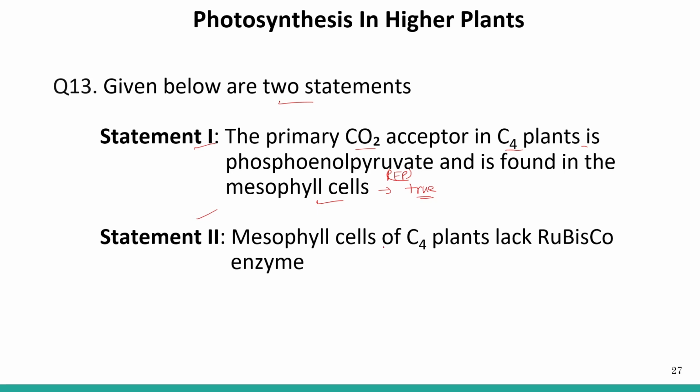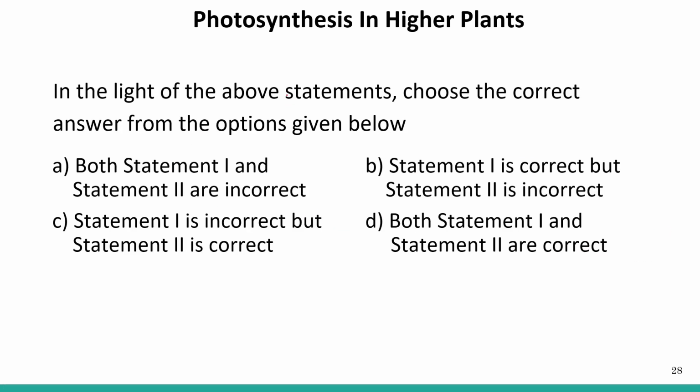Then statement 2 is mesophyll cells of C4 plant lack Rubisco enzyme. This is also true because mesophyll cells contain which enzyme? PEP carboxylase. And Rubisco is present where? Rubisco is present in the bundle sheath cells, where they are involved in the C3 cycle. So now in the light of the above statements, choose the correct answer from the options given below.